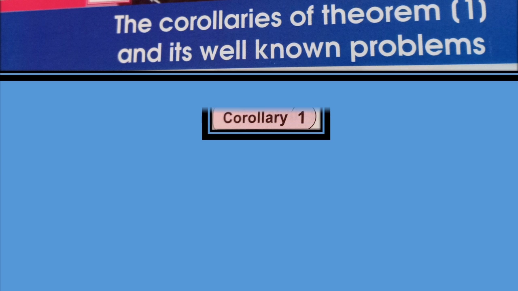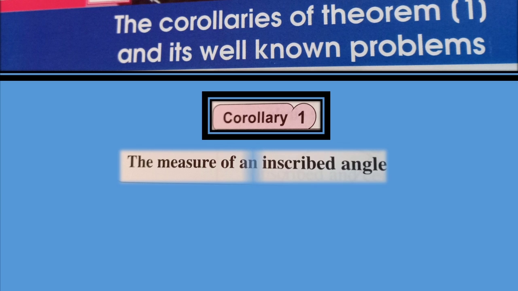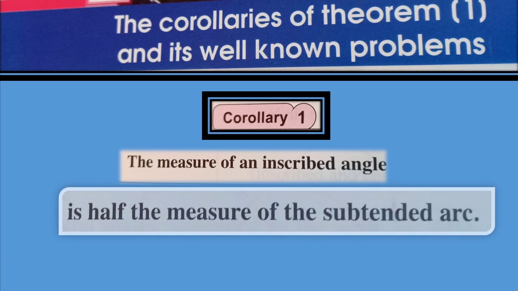Hello, my dear student. In this video, we are going to learn about circle theorem number one and its well-known problems. Query number one. Let's review what query number one is. The measure of the inscribed angle is half the measure of the subtended arc. This is query number one.